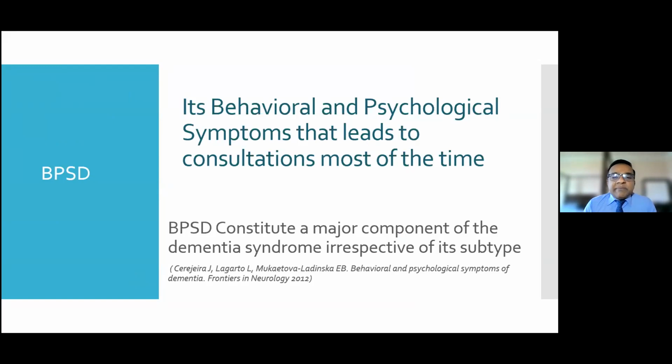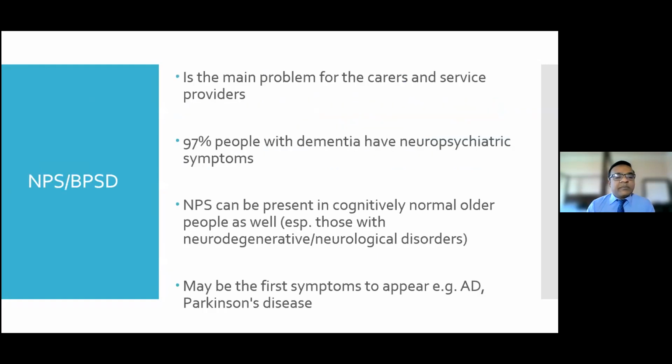Interestingly, in our part of the world, it is the behavioral and psychological symptoms that actually lead to consultation mostly, because they find it difficult to keep their loved one, the elderly person, at home. And we are well aware, behavioral and psychological symptoms are considered a major component of the dementia syndrome, irrespective of its etiology or the type of dementia. As I said, it's the main problem for carers and service providers. In any ward giving dementia care, in my wards, this is the main problem, not the cognitive impairment. The complaints from the nurses, the carer, the family are mainly about the behavioral problem. And the current understanding is 97%, that is almost all of them are having this problem.